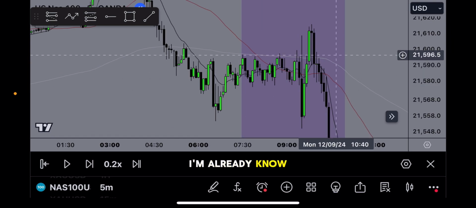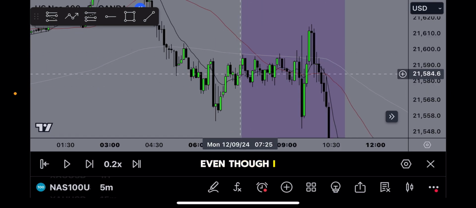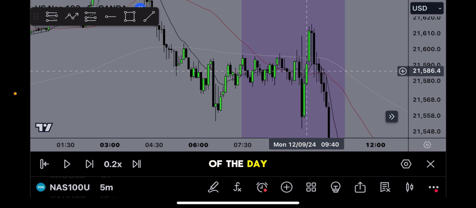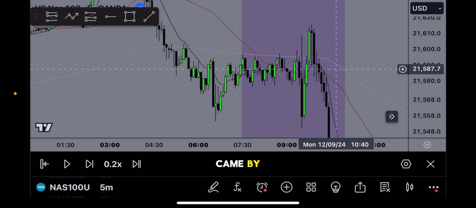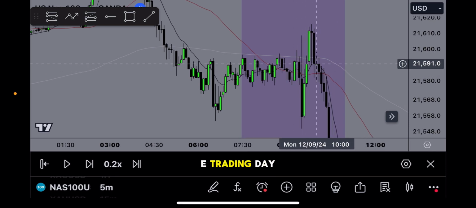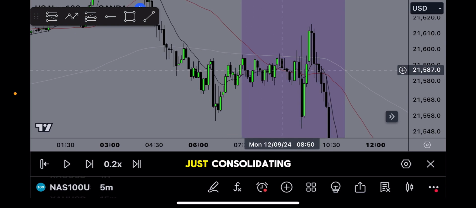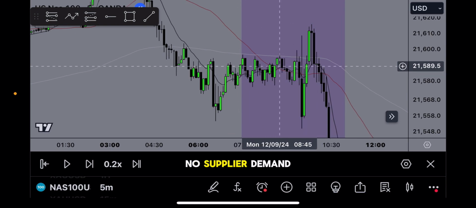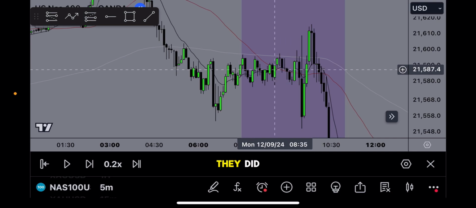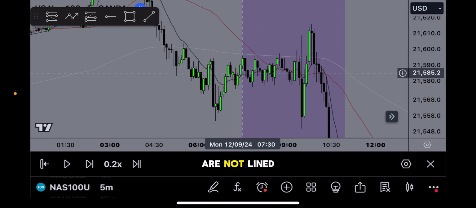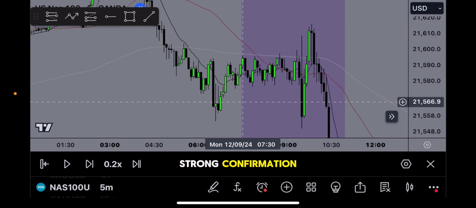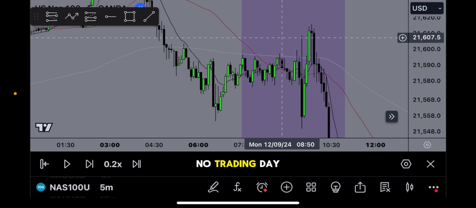I already know, okay, that's not going to be a trading day. Even though I would have sat through most of the day to see if any setup would have come by, this would have been a non-trading day, because price is just consolidating and no supply or demand setup came up. And if they did, the 3 MAs are not lined up, giving me no strong confirmation and confidence to take that trade. So this would have been a no trading day.